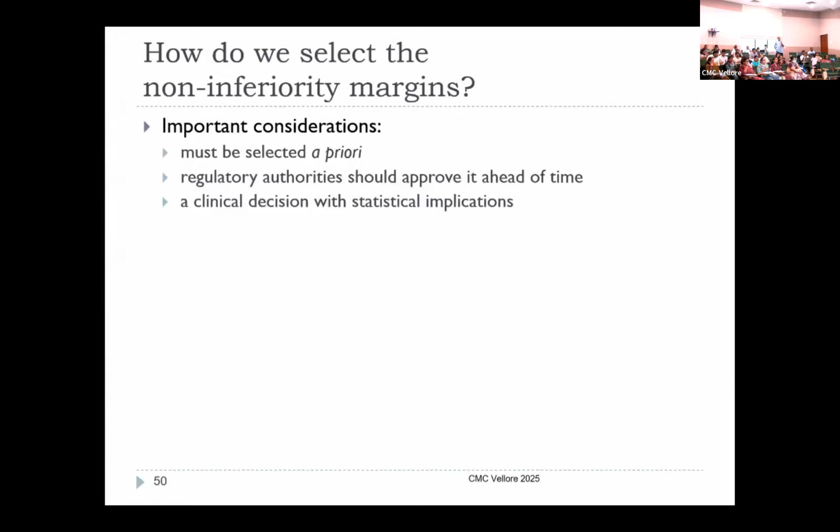And first of all, you have to select it a priori. You can't change it. Regulatory, if you're designing a non-inferiority trial for something that is a medication or a device or a surgical technique or whatever that is going to be subject to regulatory approval, I strongly recommend you have your non-inferiority margin approved prior to designing your study. And it should have clinical decision importance, I guess.